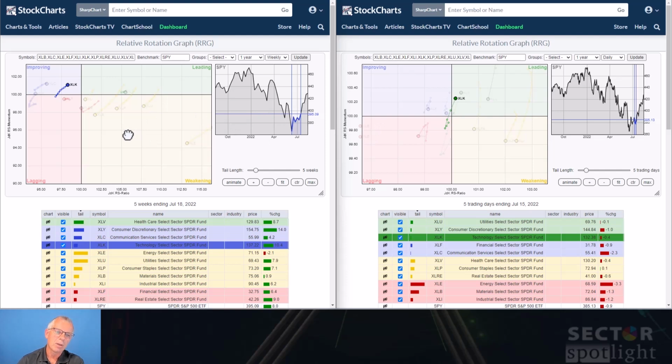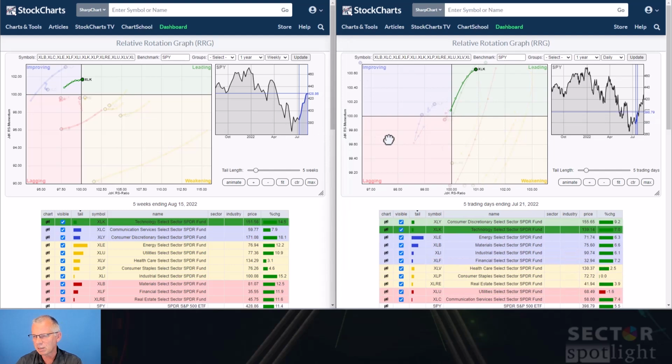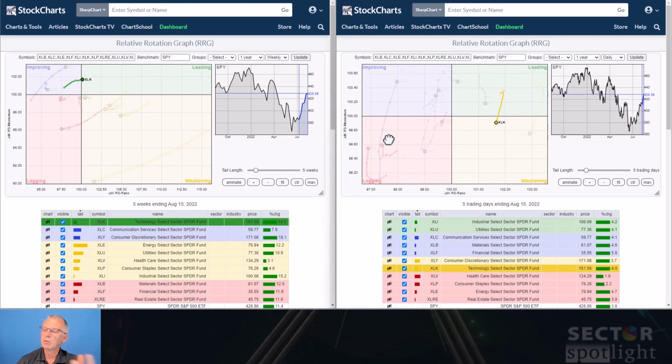And right now, we're about a couple of weeks later, and you can see that the daily tail has done its work and is now down there. So a lot has happened in that month of trading for XLK.